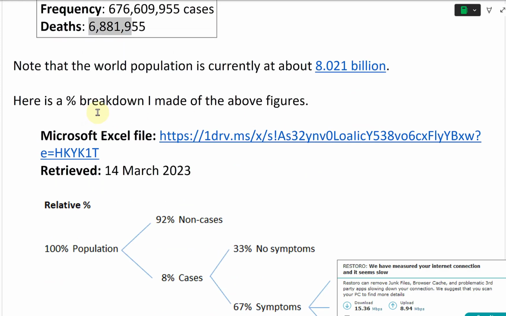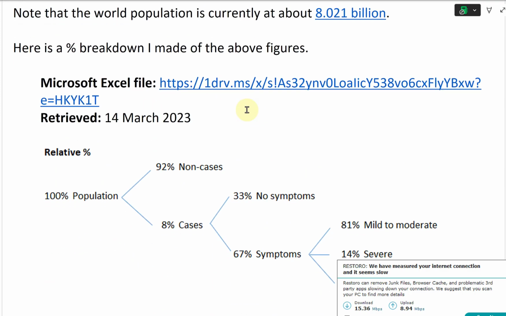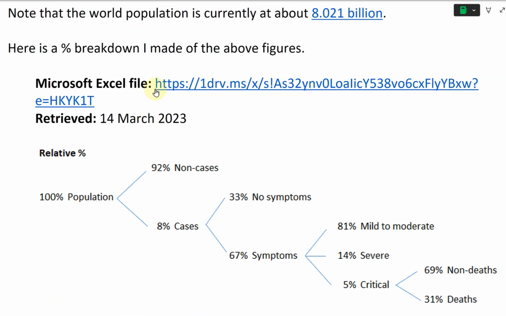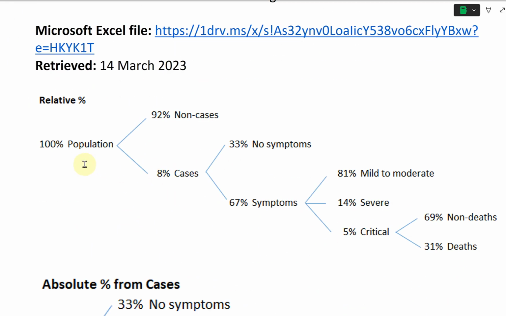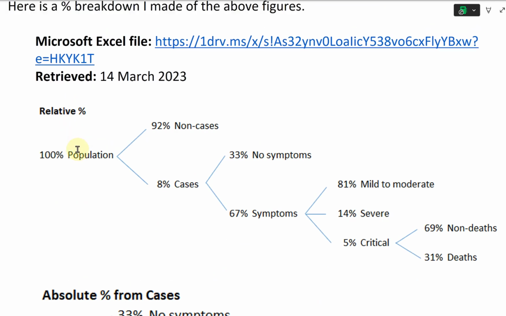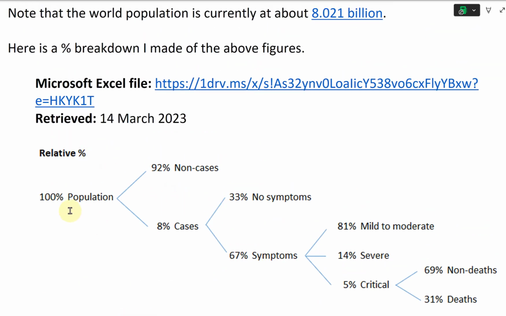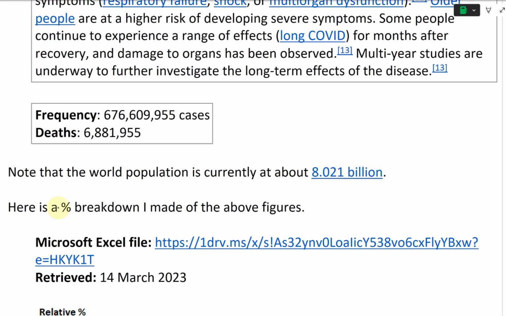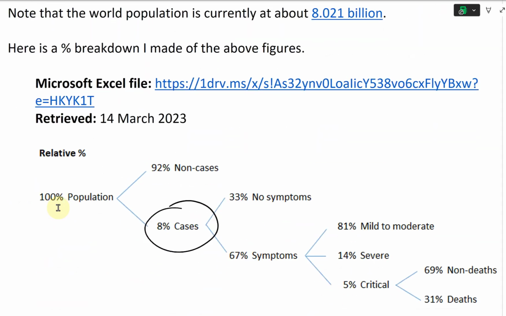And here's a breakdown I made of the above figures. Alright, so here is the breakdown I made. I made an Excel file, and you can download it, and then you can play around with it. It has all the calculations in there. So what I did was, first I made a relative percentage, and this is relative to each subsequent section here. So for example, you have 100% of the population, and then you'll have 8% are cases, and this is derived from this 676 million cases as a percentage of this 8 billion. So that will be 8%.